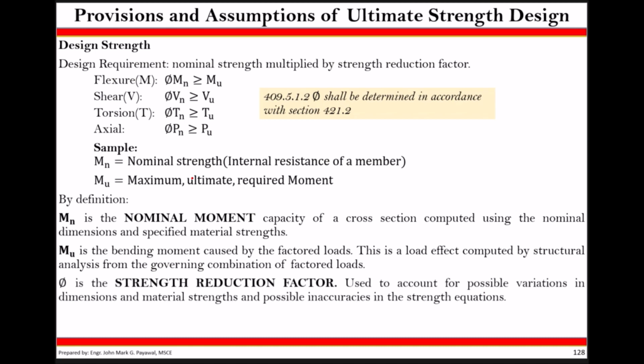Or you use 2015. This is a load effect computed by structural analysis from the governing combinations of factored loads. Your phi is the strength reduction factor used to account for possible variations in dimensions and material strengths and possible inaccuracies in the strength equations.